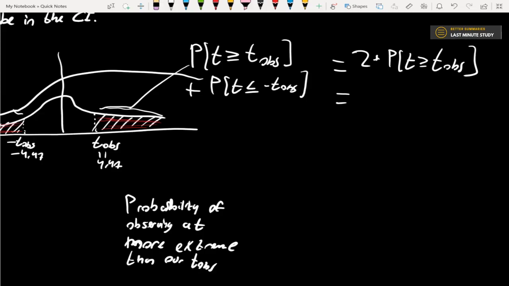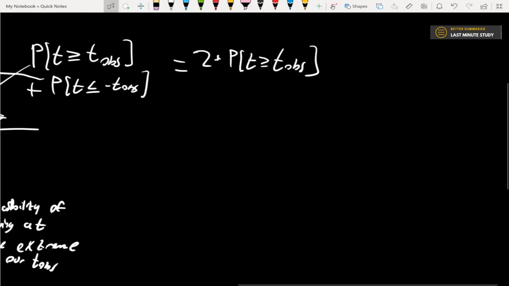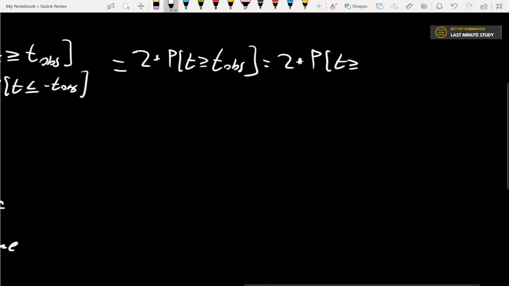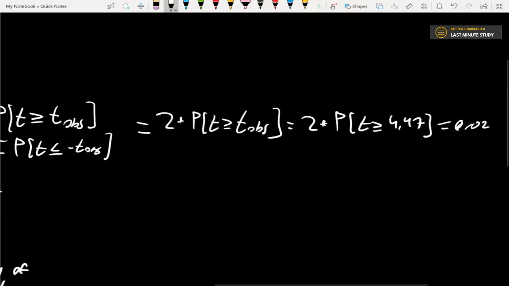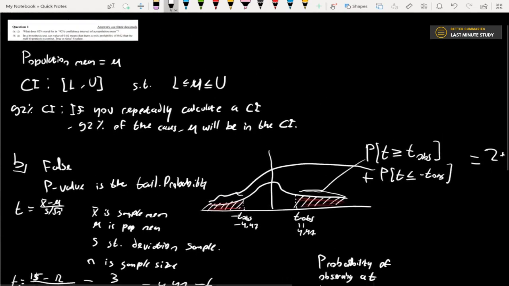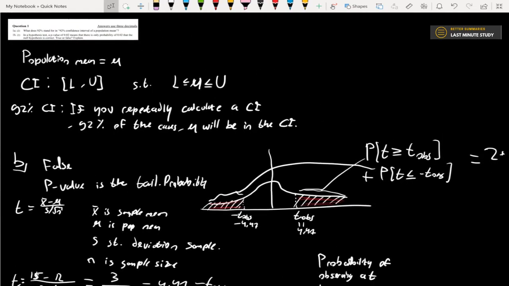This is going to be equal to, let's not make some confusion here, 2 times the probability t larger than, what was it, 4.47, right? And what's that going to be? Well, it is 0.02 according to the question. So that's how we answer the question. Well, they say, does it mean that a p-value of 0.02 means that there is only probability of 0.02 that the null hypothesis is correct?